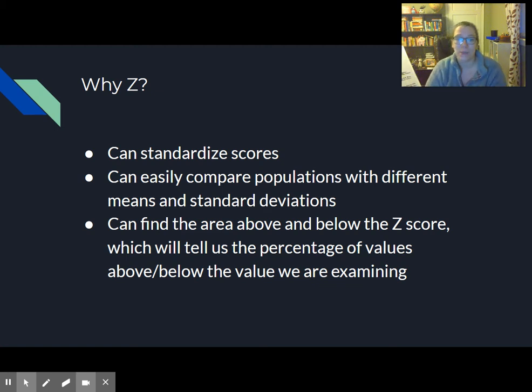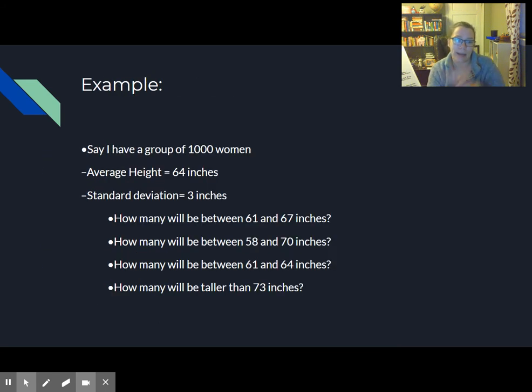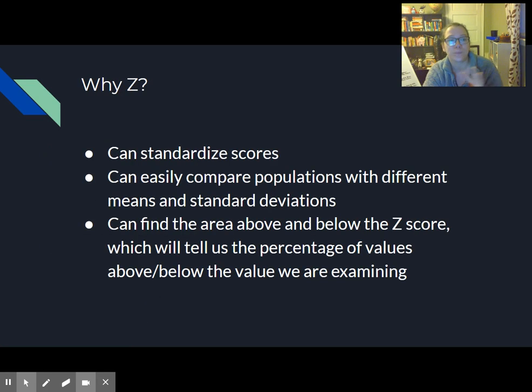We also use this because we can find the area either above the z-score or below the z-score, which will tell us the percentage of values above or below the value that we're examining. Similar to what we were doing in that slide back here, we're looking at how many people are going to be above or below. It's the same thing. We're just not relying on 1 standard deviation versus 2 versus 3 standard deviations. Now we can play with all sorts of things.